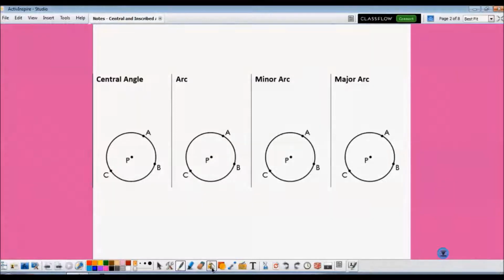So we've got some vocabulary to do. A central angle means the vertex of the angle is on the center of the circle. So it would be something like the angle APB.